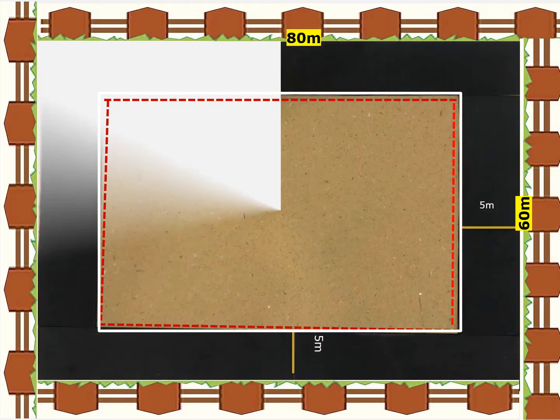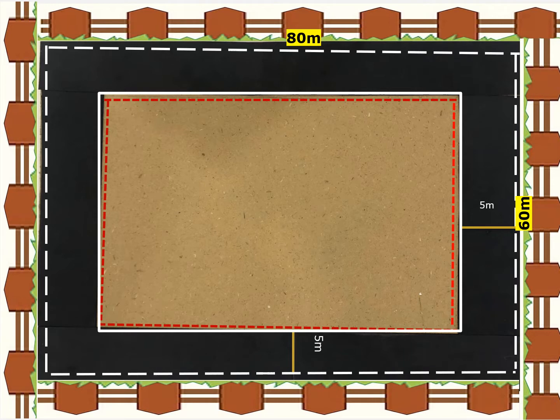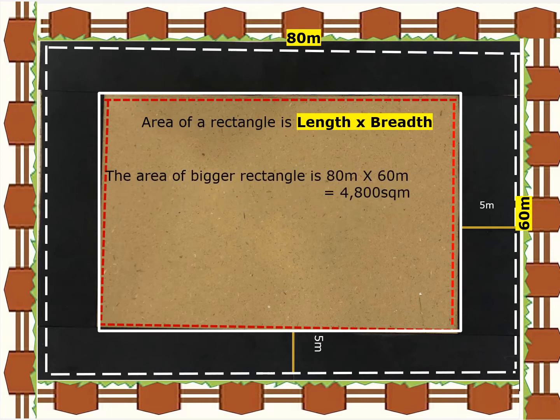Next, I would like to lay a path inside my plot of about 5 meters breadth. What would be the area of the path laid? To find the area of the path, we need to know the area of the bigger rectangle and the area of the inner rectangle. What is the area of a rectangle? Its length into breadth. The area of the bigger rectangle is 80 into 60 meters, which is equal to 4800 square meters. Similarly, we need to find the area of the smaller rectangle.